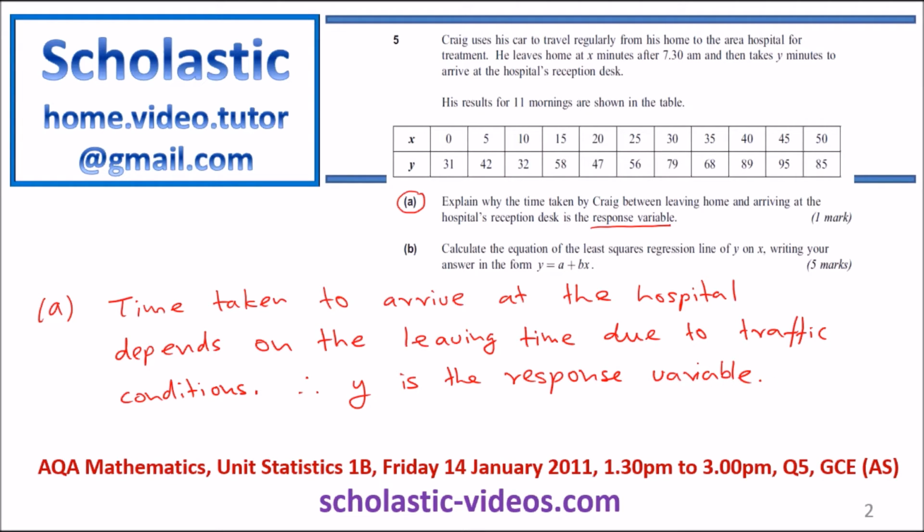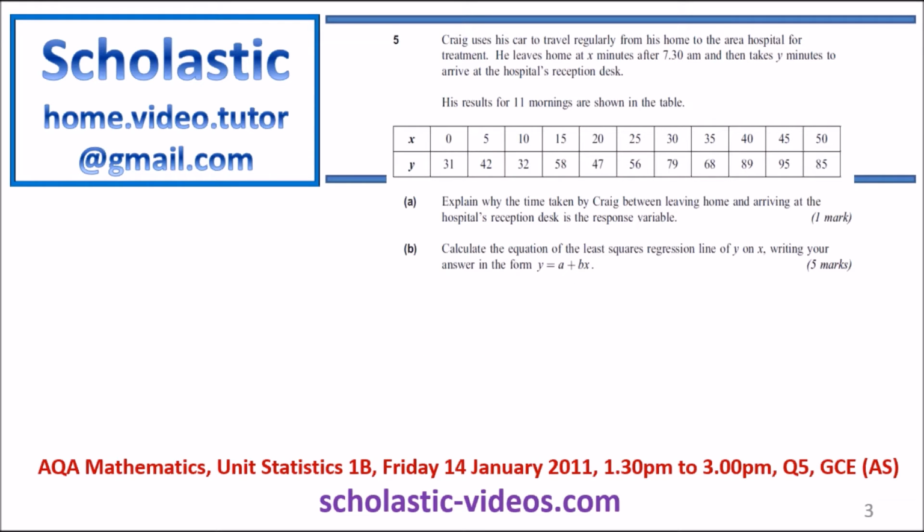So depending on the value of x, it responds. Y will respond to that value. So it has a dependency on the value of x. That's the answer to part A. So let's see part B.